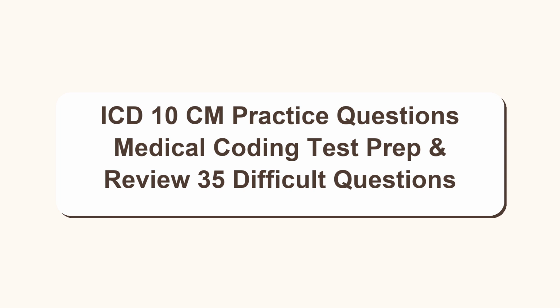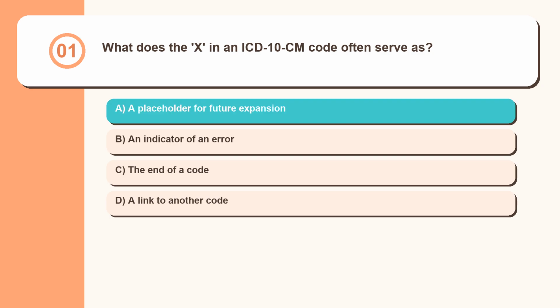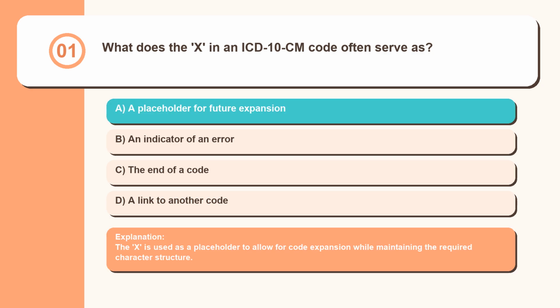ICD-10-CM Practice Questions, Medical Coding Test Prep and Review, 35 Difficult Questions. Question 1. What does the X in an ICD-10-CM code often serve as? A placeholder for future expansion, an indicator of an error, the end of a code, a link to another code. The X is used as a placeholder to allow for code expansion while maintaining the required character structure.